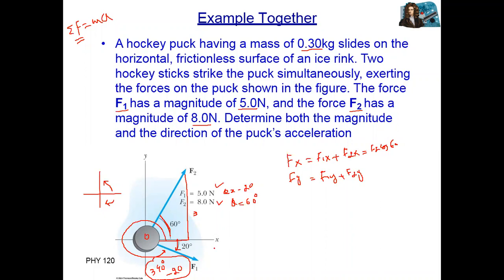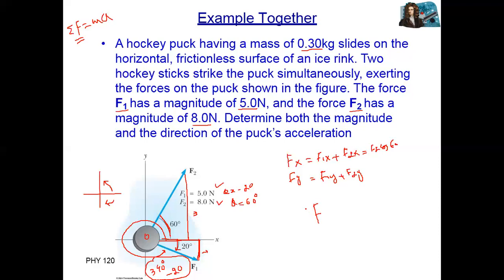Same, how to find this one? You need to draw a line from here. Again there are two components, correct? One is the horizontal component and the other is the vertical component. But for the first force, you need to take minus theta, like f1x is f1 cosine minus 20 and f1y is equal to f1 sine minus 20 degrees. So you need to use minus 20 degrees, correct?